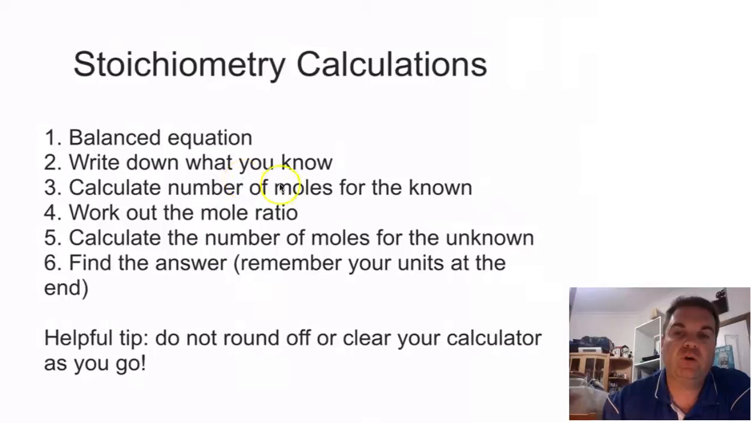Then calculate the number of moles for the known. Okay, the known that you're going to be using is the one you've generally got 2 values for. Okay, work out your mole ratio. So the mole ratio is using the numbers in front of your chemicals from the balanced equation. All right, so it's whole numbers and it's unknown over known. Then you calculate the number of moles for the unknown, and that's quite simple. That's just calculating step 3 by step 4, and then you need to find your answer.